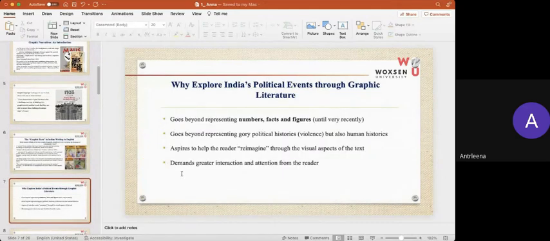So now the question arises, why explore India's political events through graphic literature? Because graphic literature goes beyond representing numbers, facts, and figures. When you think about socio-political history, you get a lot of numbers, facts, and figures. You get statistics, data, but you don't get individual stories. You don't get the story of the common people.